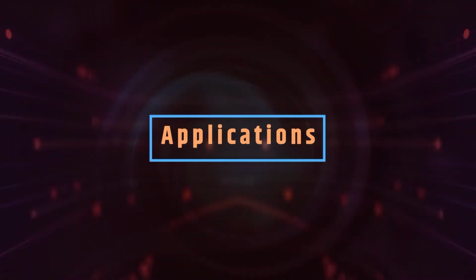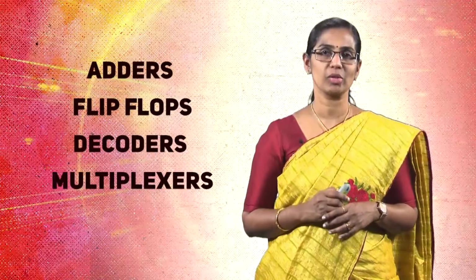Also, let me remind you of the Boolean expression for a 2-input AND operation. It is X equal to A dot B, or we say X equal to AB. We can either use a dot between the variables to represent the AND operation, or concatenate the variables without an operation symbol between them. The applications: AND gates are used to design many combinational and sequential circuits like adders, flip-flops, decoders, multiplexers, etc., which we will be dealing with in later sessions.